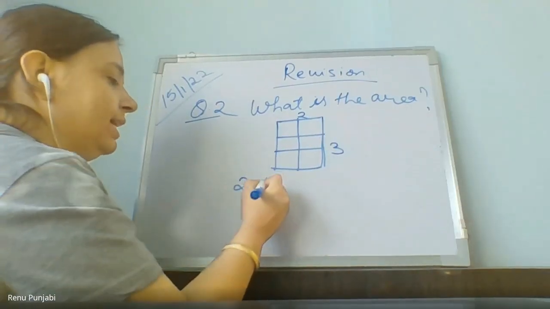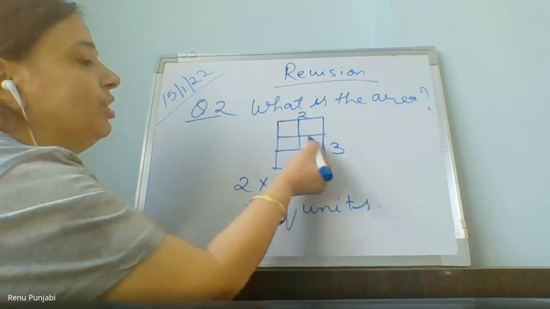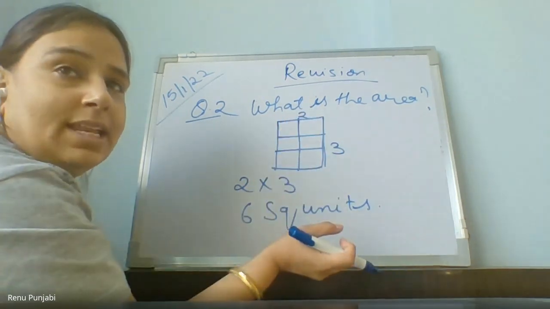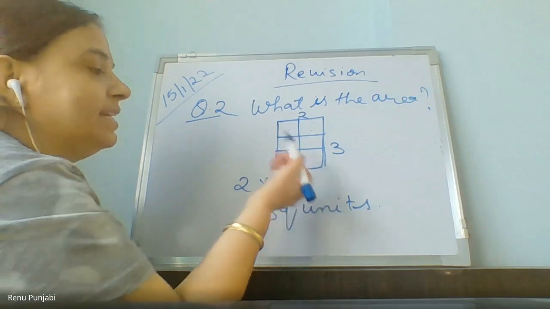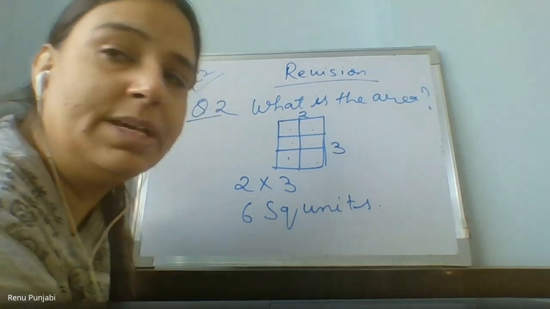Ma'am, 6. Very good. Six square units. So 2 in the length, 3 in the breadth, so it will be 2 into 3, 6 square units. Or you can count the squares also, because the internal space is the area. So 1, 2, 3, 4, 5, 6. 6 square units.